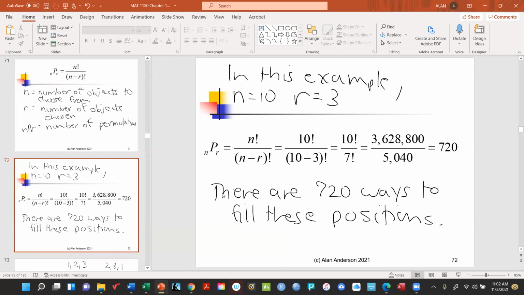Can you imagine if we decided to sit down and start writing them all out? That would have been a terrible mistake, because there are 720 ways we can fill these positions, or we can think of this as 720 permutations. 720 different ways to fill those positions. That's a lot, isn't it? It sure is.